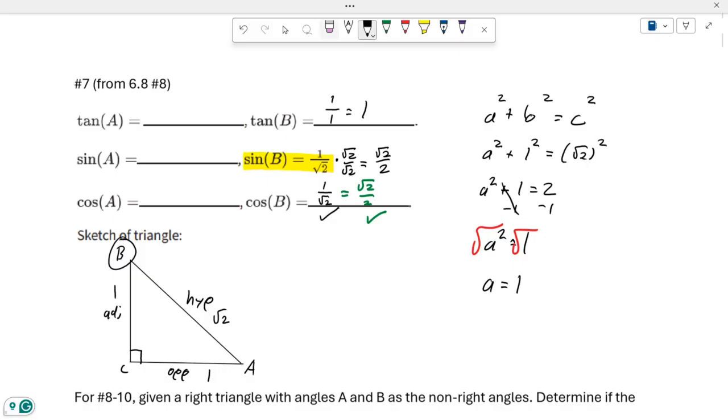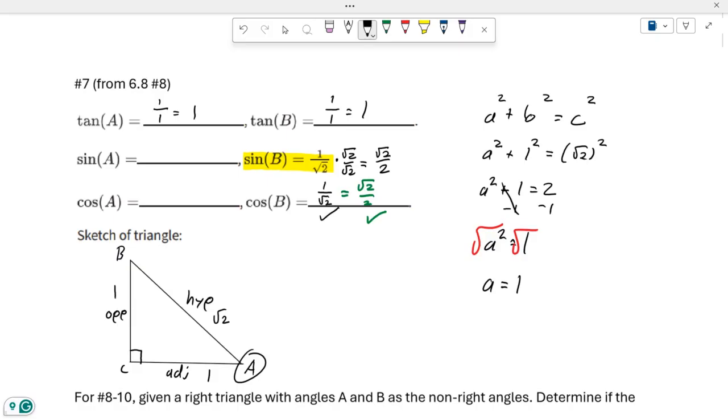We'll switch over to angle A. Root 2 stays as my hypotenuse, but now that we're talking about angle A, it means that this side is opposite and this side is adjacent. And you can probably tell already that it's not really going to matter because they're both 1, right? So we're going to see a lot of repeats here. Tangent is opposite over adjacent. Opposite is 1, adjacent is 1. 1 divided by 1 is 1.